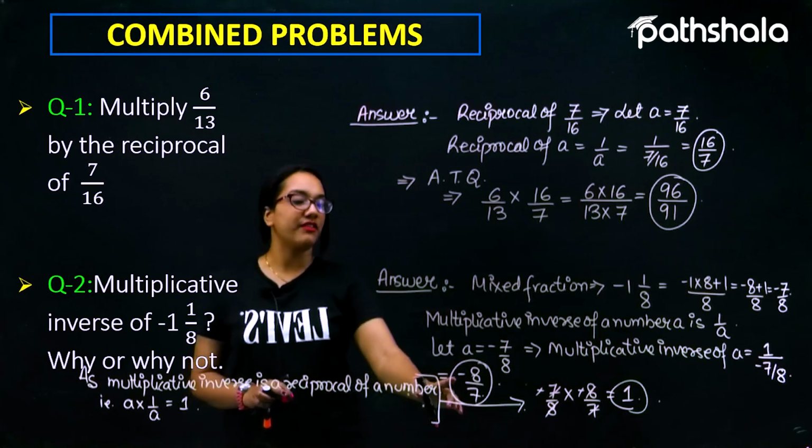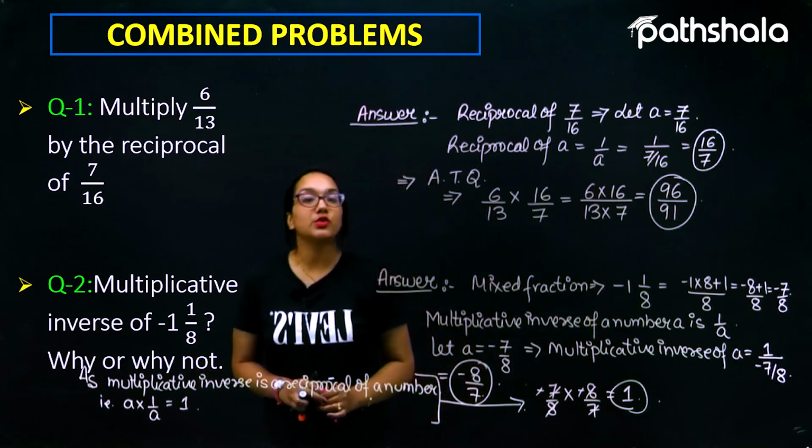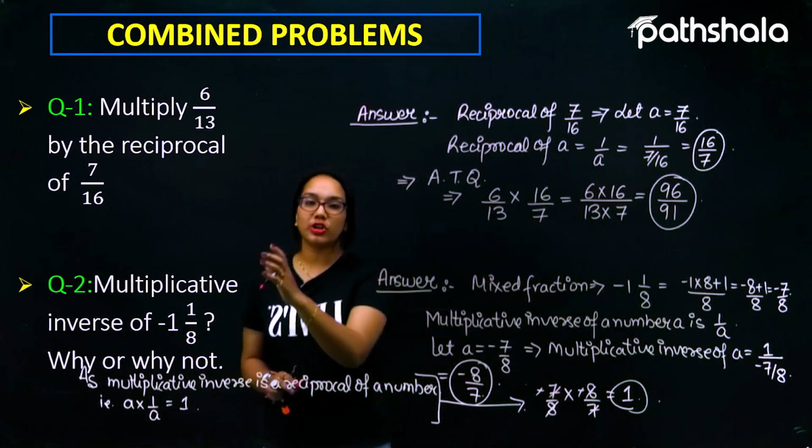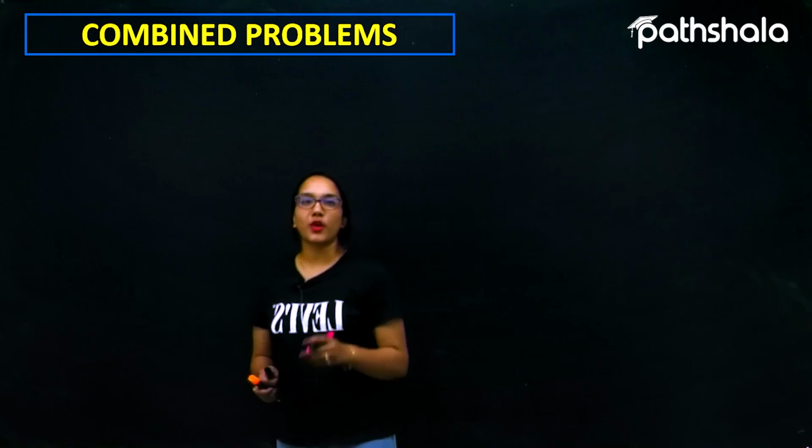So minus 8 by 7 when multiplied with minus 7 by 8, the answer is nothing but 1. So this is all about the solution set for these two questions. Let's move on further towards question number 3.